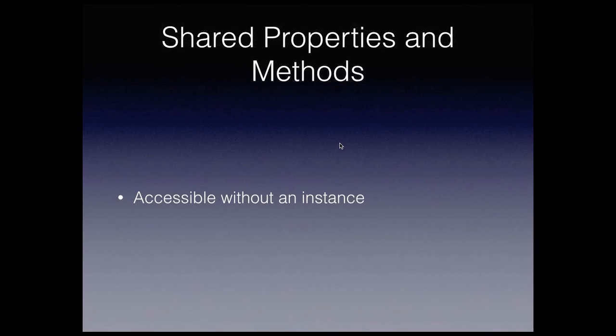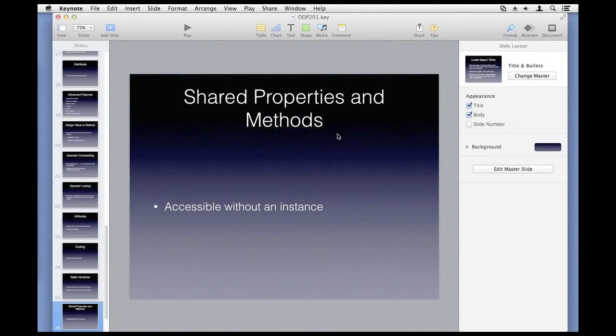All right, the last thing I'm going to cover today is shared properties and methods. And these are properties and methods that you can access without an instance of your class. In some of the programming languages, they're actually called class properties and class methods. But in Xojo, they're called shared. And let's take a look at how those are set up.